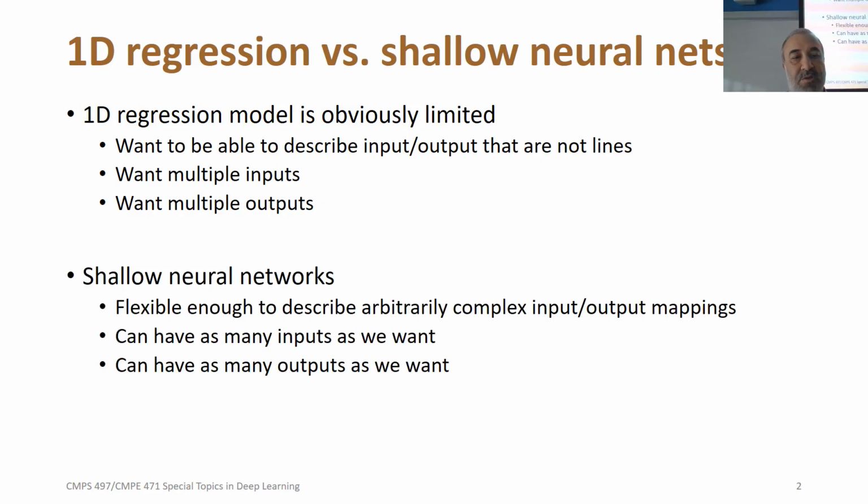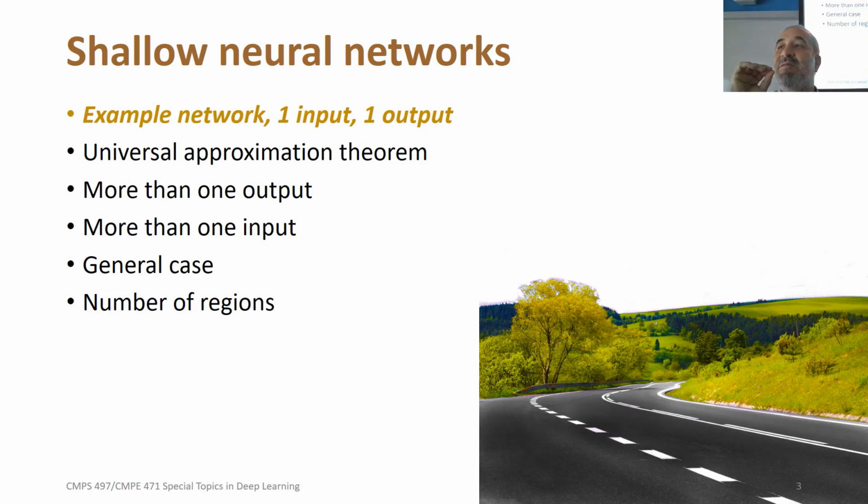And we will see inshallah today that shallow neural networks, and neural networks in general, are flexible enough to fit much more complex functions, and can allow mapping between multiple inputs and multiple outputs. So we'll start again very simple. We'll start with the simplest shallow network, which has just one input and one output. Then we can inshallah extend it with more inputs and more outputs. But let's first understand how a one-input, one-output network works, and then we'll talk about the more complex ones.